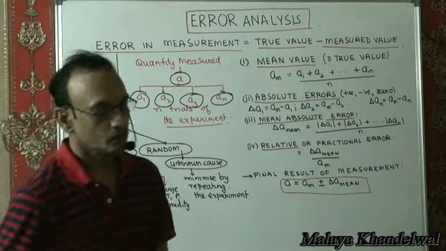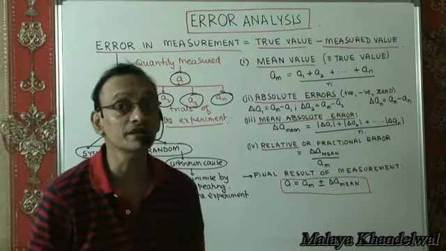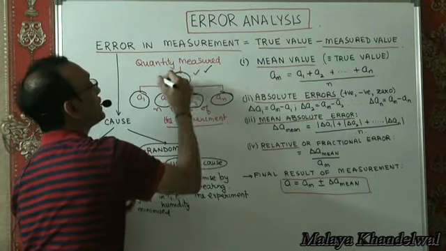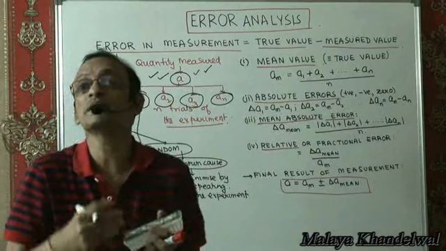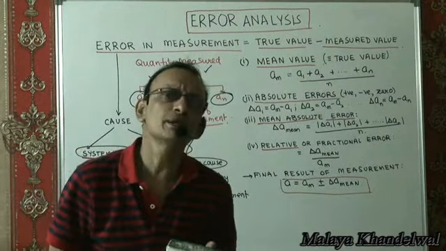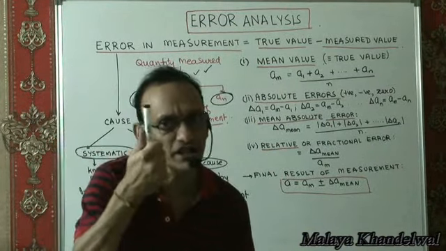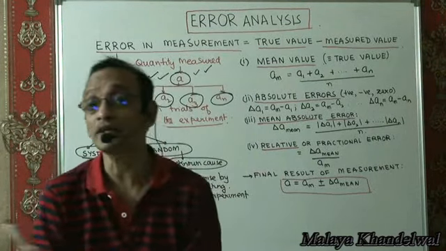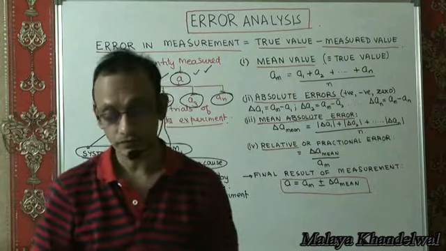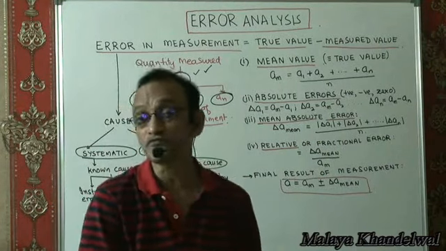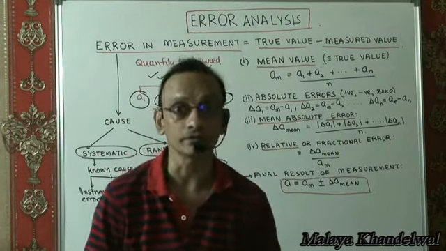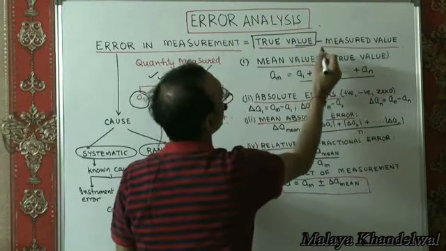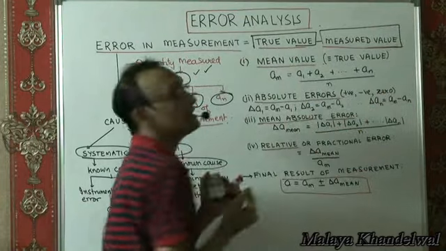Now, what's an error? So we must define an error. When we are measuring a quantity A, we must know what is the meaning of error. Obviously, departure from true value. There is a measured value and there is a true value, right? The difference between the two is really the error. So essentially we say the true value of a quantity A minus the measured value is the error.